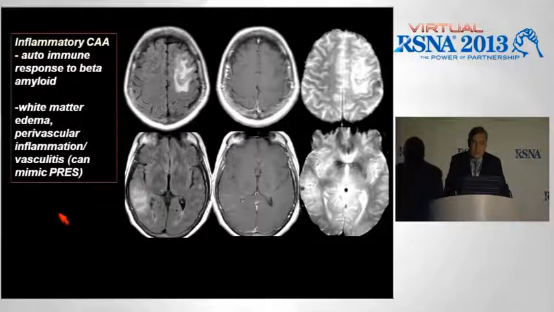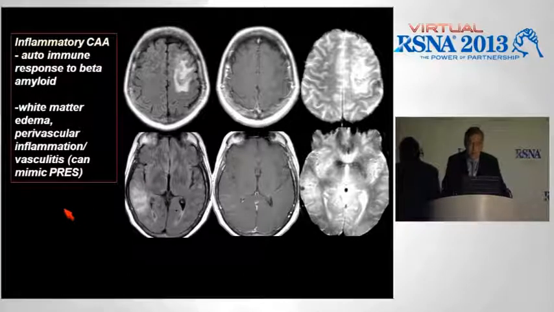There is a relatively uncommon type of amyloid angiopathy called inflammatory cerebral angiopathy. And this is an autoimmune response to beta amyloid. What happens is that you develop a vasculitis, much like an autoimmune vasculitis, and you'll have edema, enhancement of the leptomeninges, areas of edema, and these microhemorrhages. And so these patients benefit from steroid therapy and much more aggressive immunotherapy rather than just, say, antihypertensive therapy.